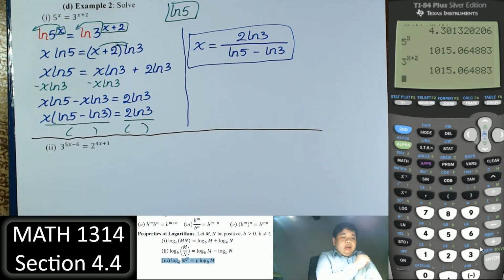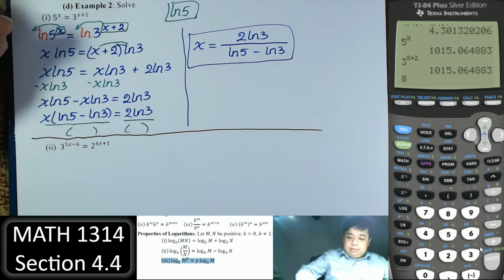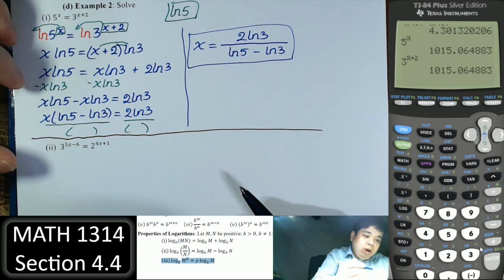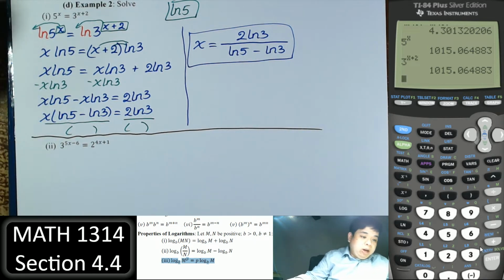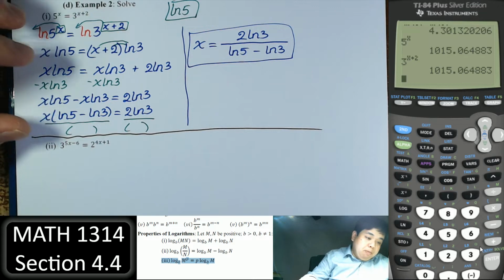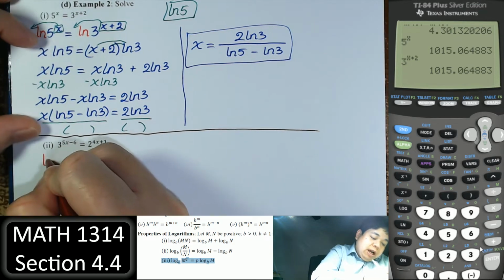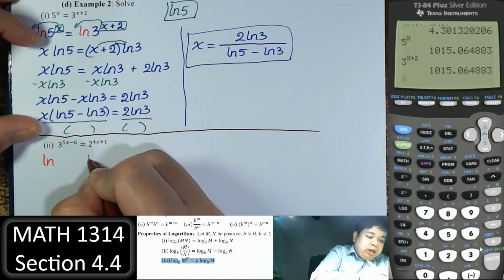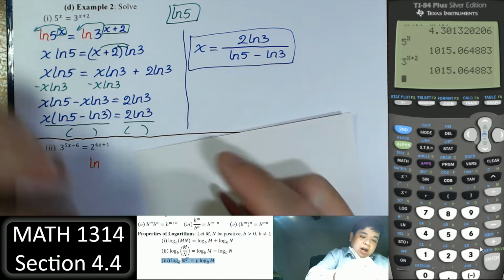Next we have 3 to the 5x minus 6, and then 2 to the 4x plus 1. Right, once again, 3 and 2, both of them are prime. There's no way we can convert them to the same base. So we can take the log. I use ln. Actually, we can use any other base.